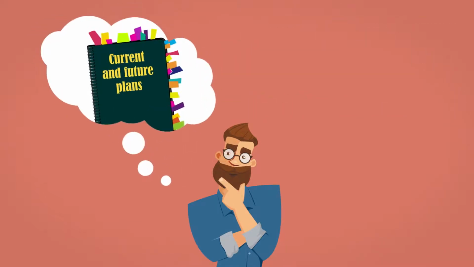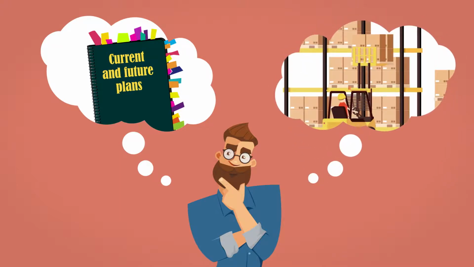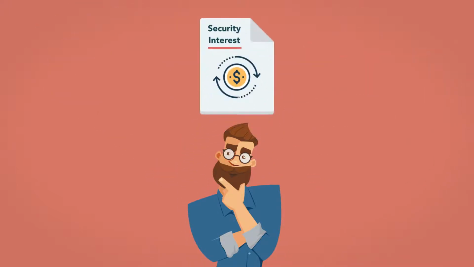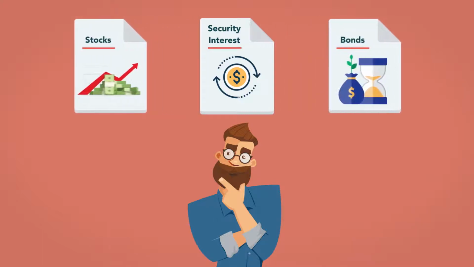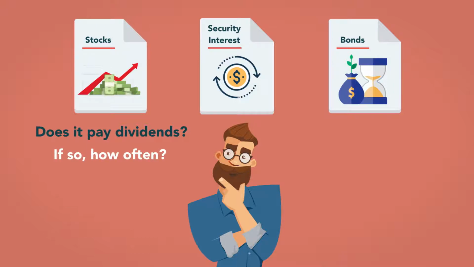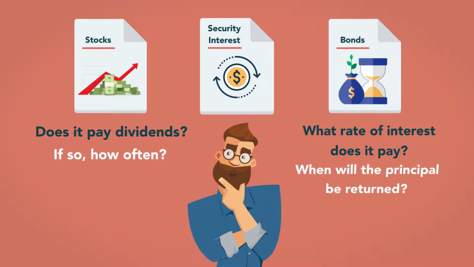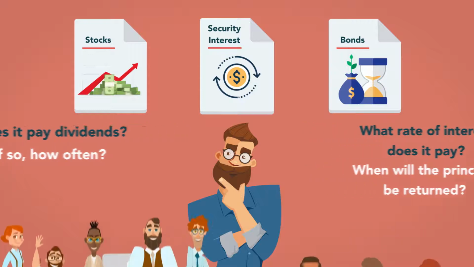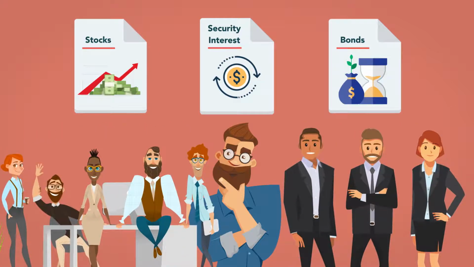Investors must know what a company does and plans on doing in the future and what assets it presently owns. Investors must also know what type of securities are being offered. These can, for example, include stocks and bonds. If it is a stock, does it pay dividends? If so, how often? If it is a bond, what rate of interest does it pay, and when will the principal be returned? Do the board and senior management have sufficient experience to run this type of a company, etc.?